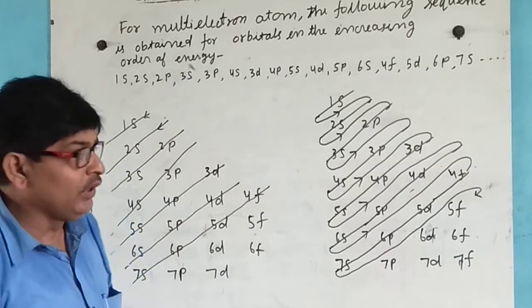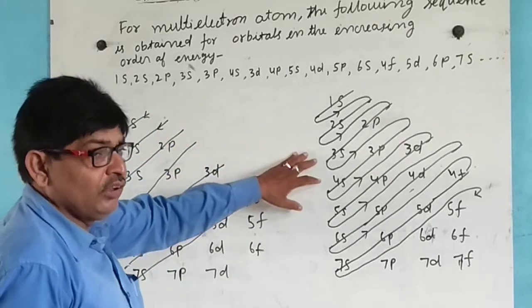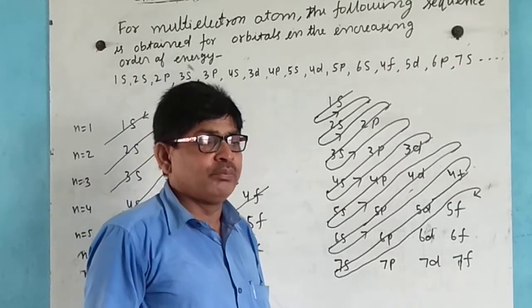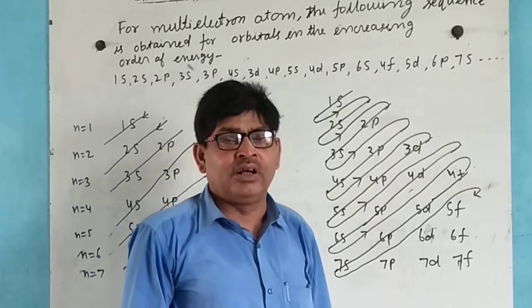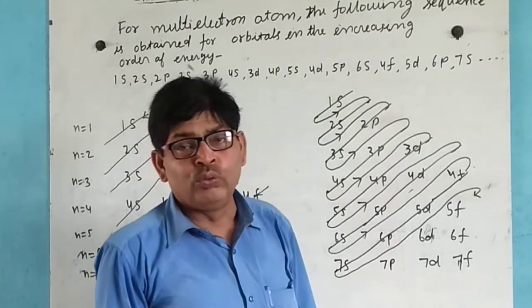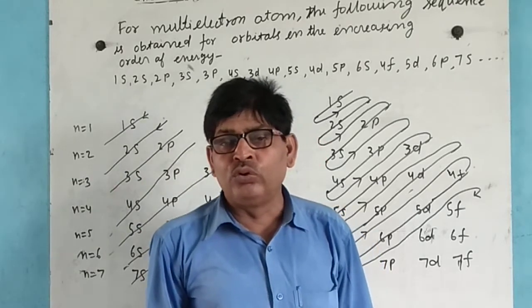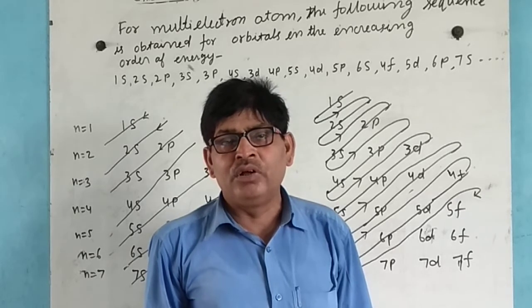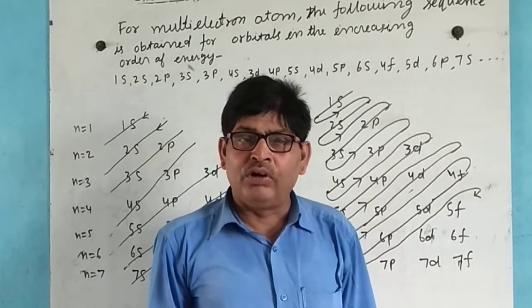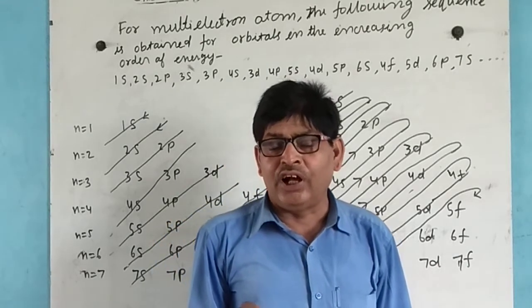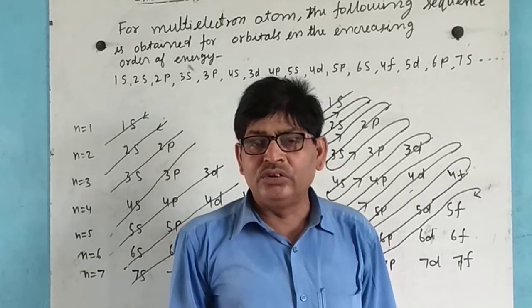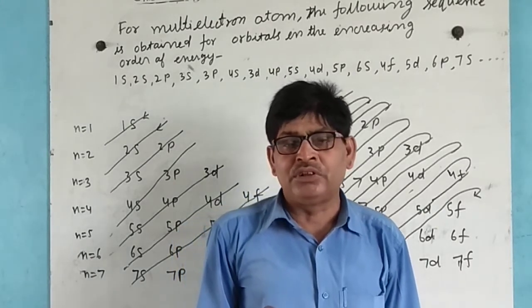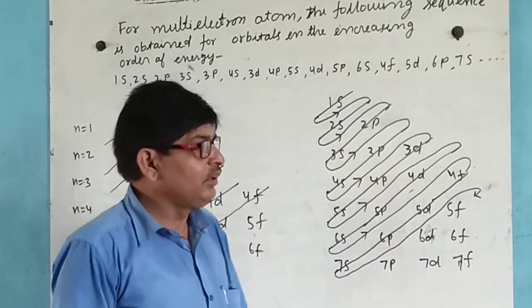Now we write this with the help of some rule, that is the n plus l rule. The electrons having the lowest n plus l value fill up first. If the n plus l value is the same, then the electrons with the lower value of n are filled first in the orbital. Now we study this further.